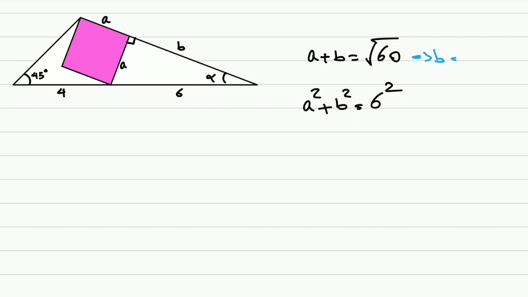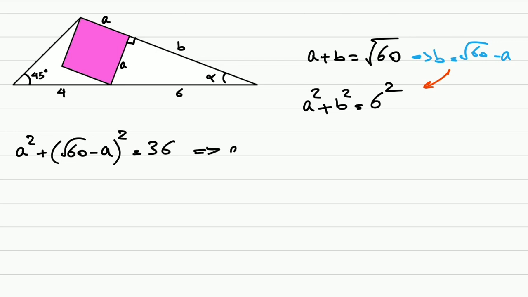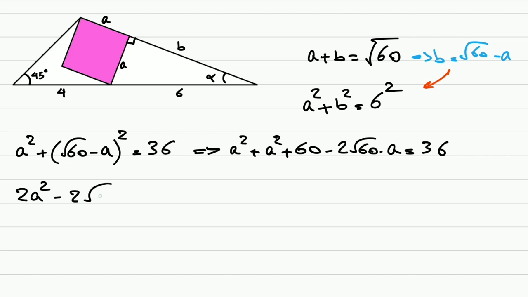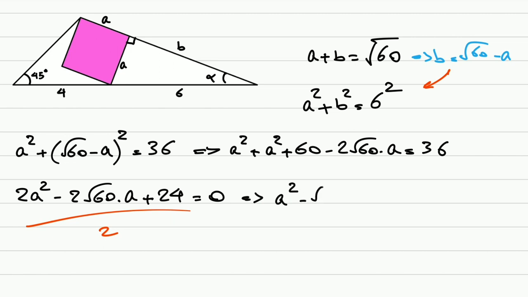We have B equals square root 60 minus A, and then we replace it in here. A squared plus B squared, that's A squared plus square root 60 minus A, quantity squared, is equal to 6 squared, 36. So we'll have A squared plus 60 minus 2 times square root 60 times A equals 36. 2 times A squared minus 2 times square root 60 times A plus 24, 60 minus 36 equals 0. So we divide everything by 2. We'll have this A squared minus square root 60 times A plus 12 is 0.